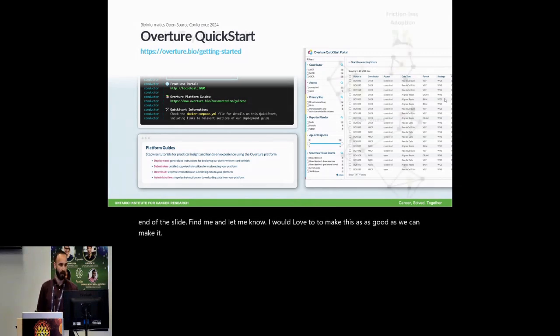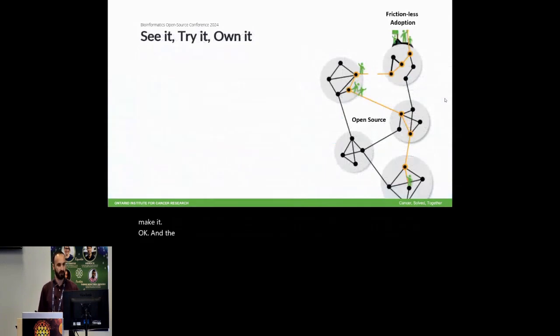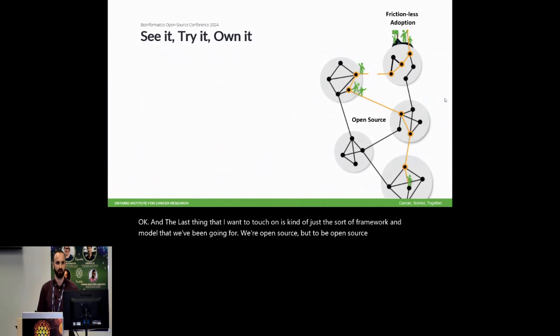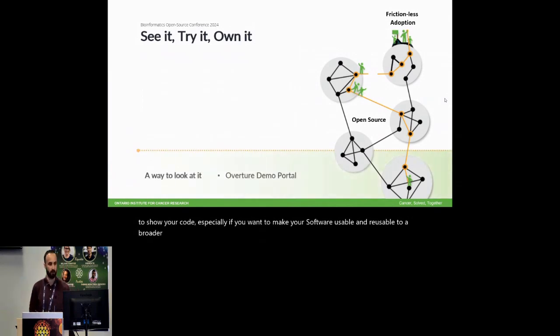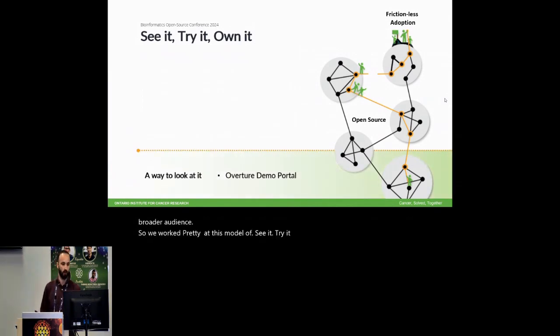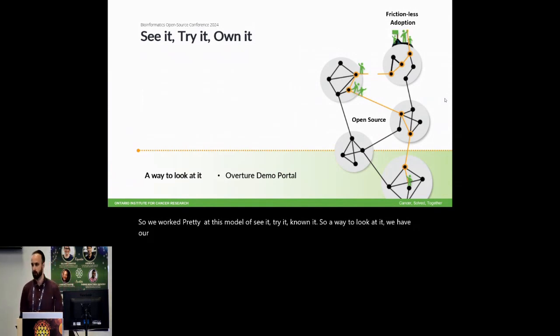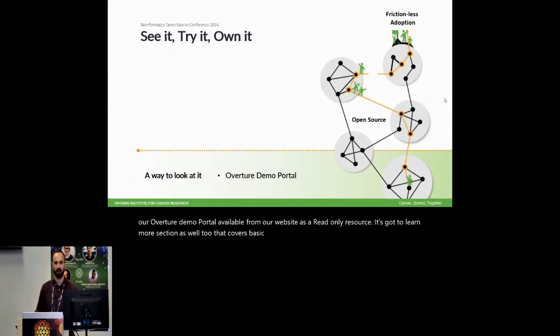Okay. And the last thing that I want to touch on is the framework and model that we've been going for. We're open source, but to be open source isn't enough just to show your code, especially if you want to make your software usable and reusable to a broader audience. So we worked really hard at this model of see it, try it, and own it. A way to look at it, we have our Overture demo portal available from our website as a read-only resource. It's got a learn more section as well that covers basic usage. So you don't have to dive into documentation. You can get a really quick overview.